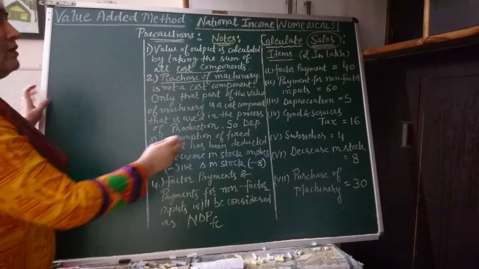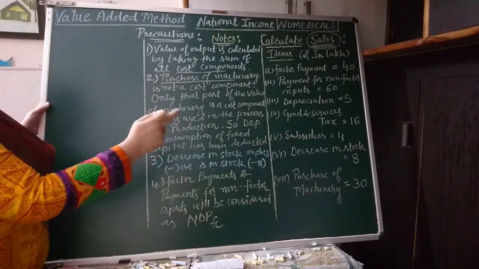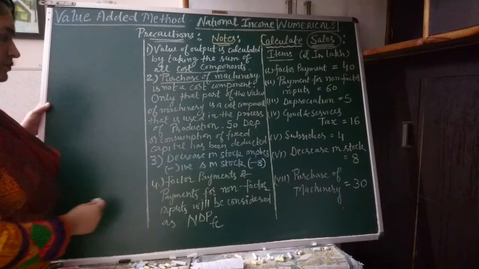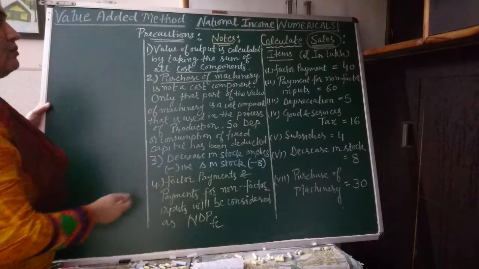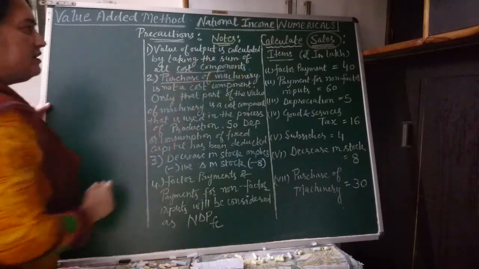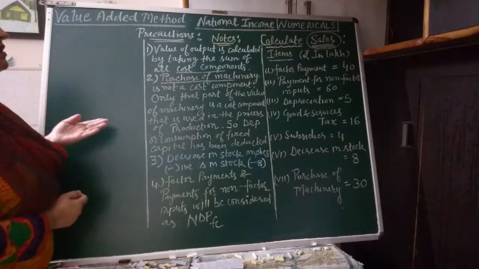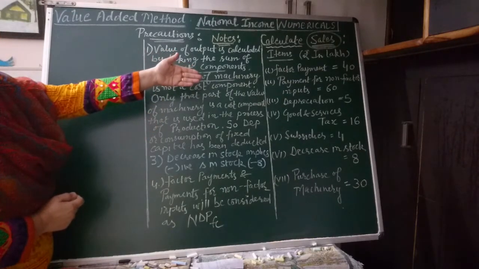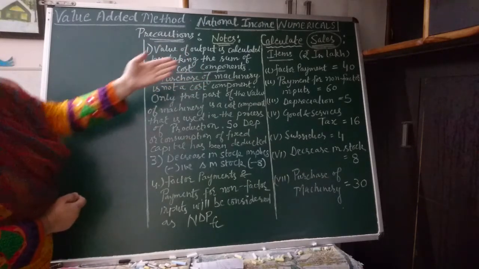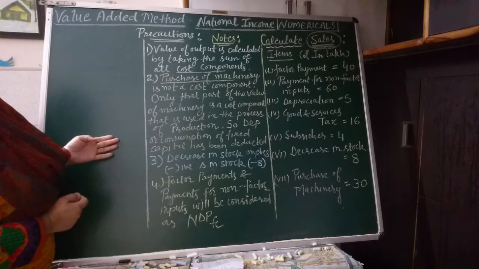Number 4, here decrease in stock. Sixth item is given. It means decrease in stock will be considered as a negative value. And last one, factor payment or payment for non-factor output. First and second item would be considered because these are the sum total of all the factor payments, the payments to factors of production. So first and second item will be considered as net domestic product at factor cost.